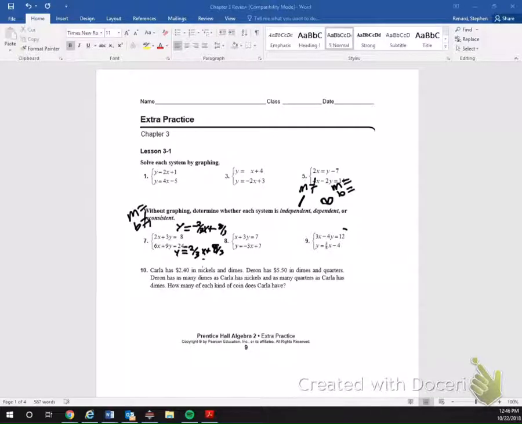Okay, so this is actually going to be dependent. They're the same lines. And you can kind of look at that here. If you multiply that top line by 3, you're going to get the second line.